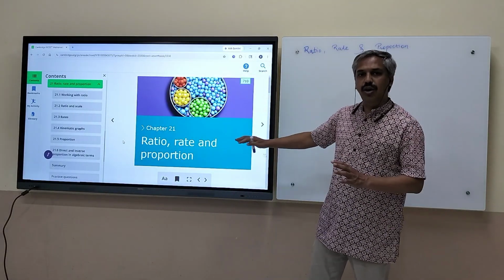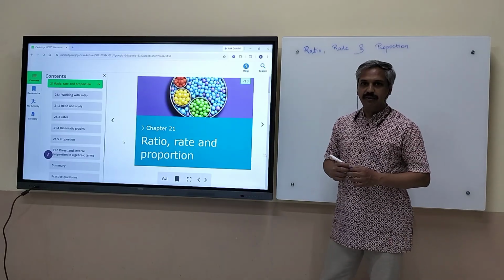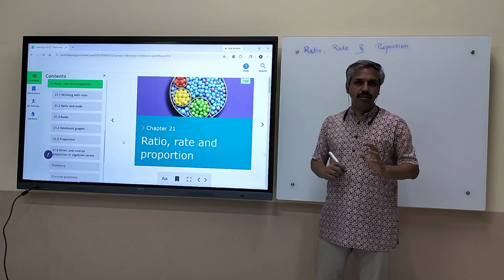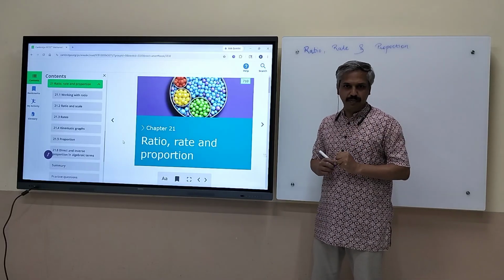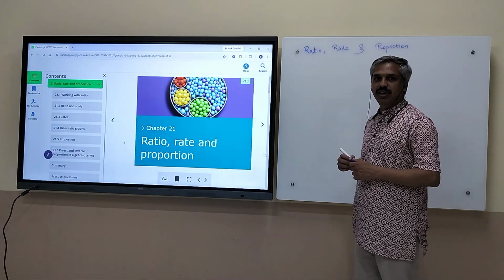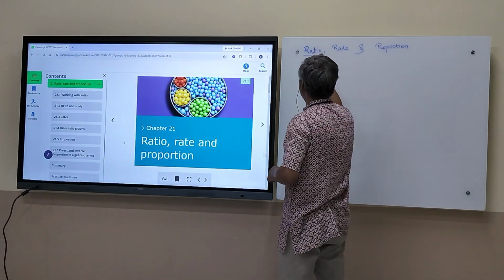This is a fairly long chapter because there will be a lot of exercises in this. But the chapter's crux is very simple and it is very easy to understand the meaning of it. So without wasting any time, let's directly start with the first topic, that is ratio.